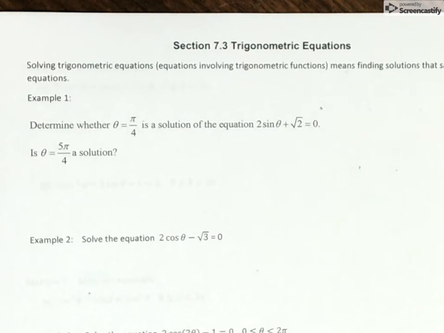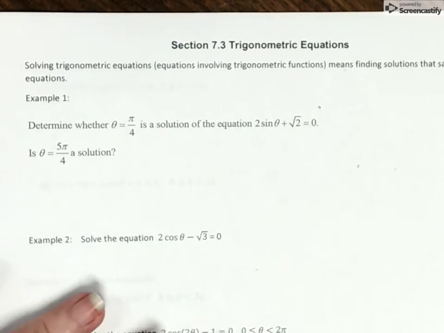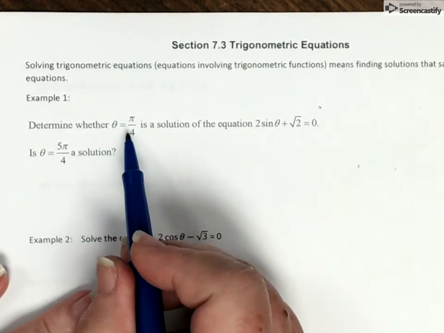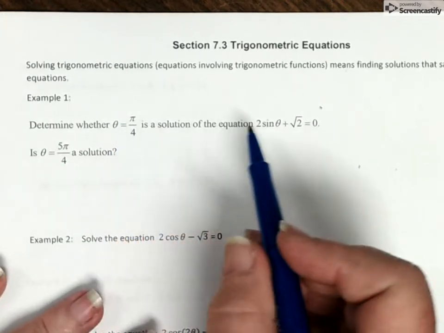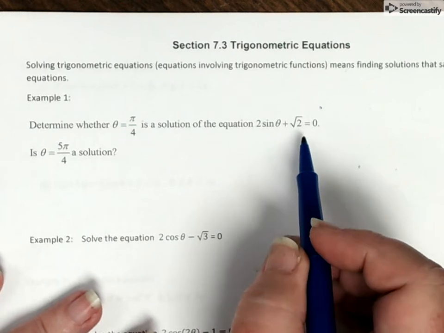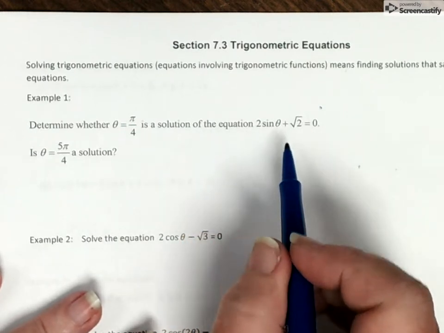Chapter 7, Section 3 is trigonometric equations, specifically solving trig equations. This first problem says, determine if theta equals pi over 4 is a solution to an equation. Well, how do we determine if something is a solution?